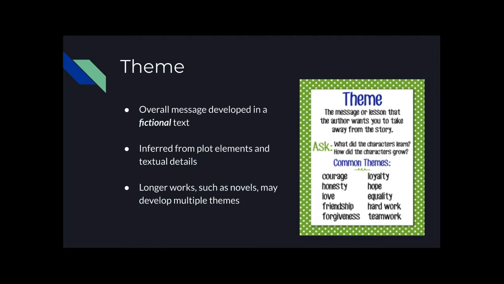To find the theme, you're going to make inferences based on information provided through the plot elements as well as details in the text. In longer works, such as a novel, it is not uncommon for the author to develop multiple themes. Typical themes that we see in fictional texts would be things such as courage, honesty, love, loyalty, or hope.